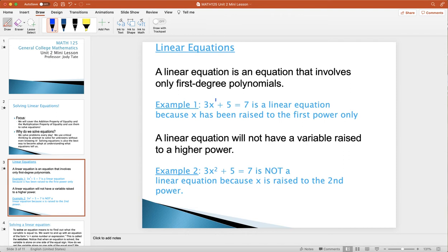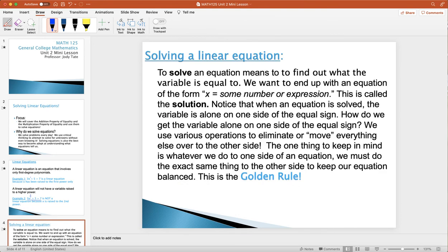In this example down here, 3x squared plus 5 equals 7 is not a linear equation because the variable is raised to a higher power. So the big thing we're going to focus on in IntelliPath this week is solving a linear equation and using some various rules to do so. And we're going to talk about two of those right here, the addition property of equality and the multiplication property of equality. And before we jump into those, let's just talk about what we even mean by solving an equation.